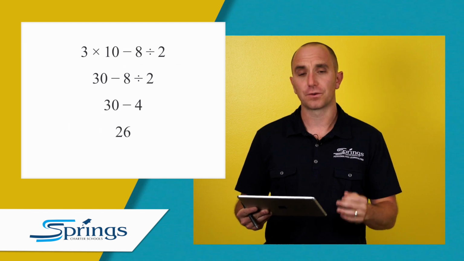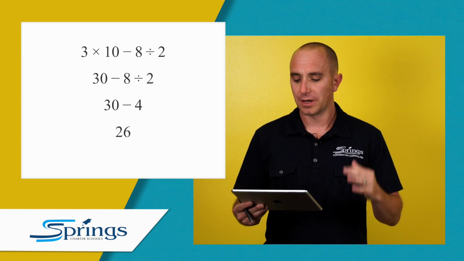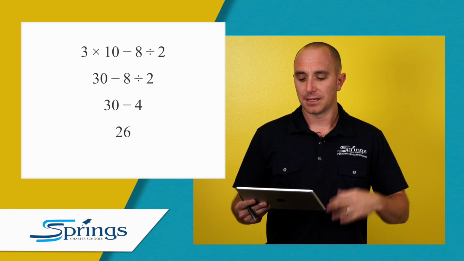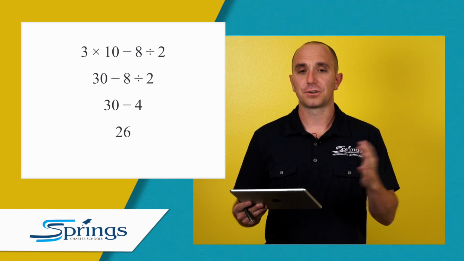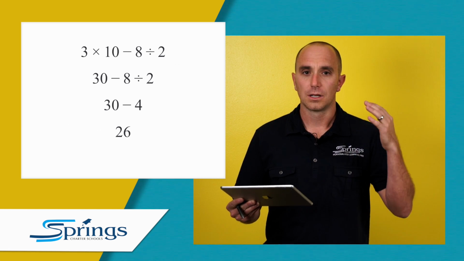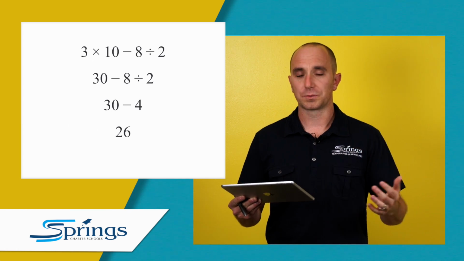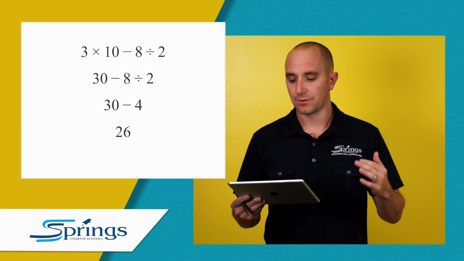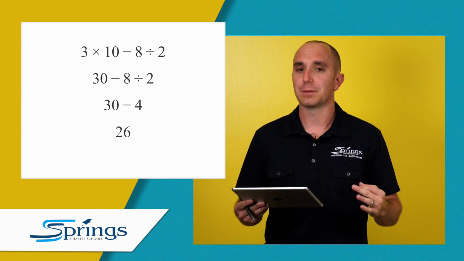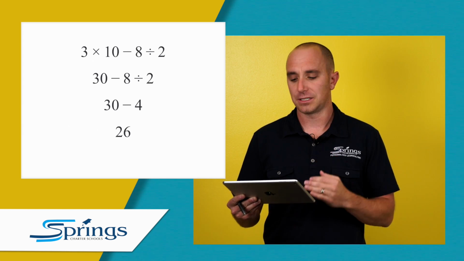All right, so let's look at this first one without the parentheses. We have 3 times 10 minus 8 divided by 2. The first thing we're going to do is go from left to right and check for parentheses, exponents, and then multiplication, division, addition, subtraction. You can see here multiplication hits first. 3 times 10 is 30. I rewrite 30 below it, minus 8 divided by 2.